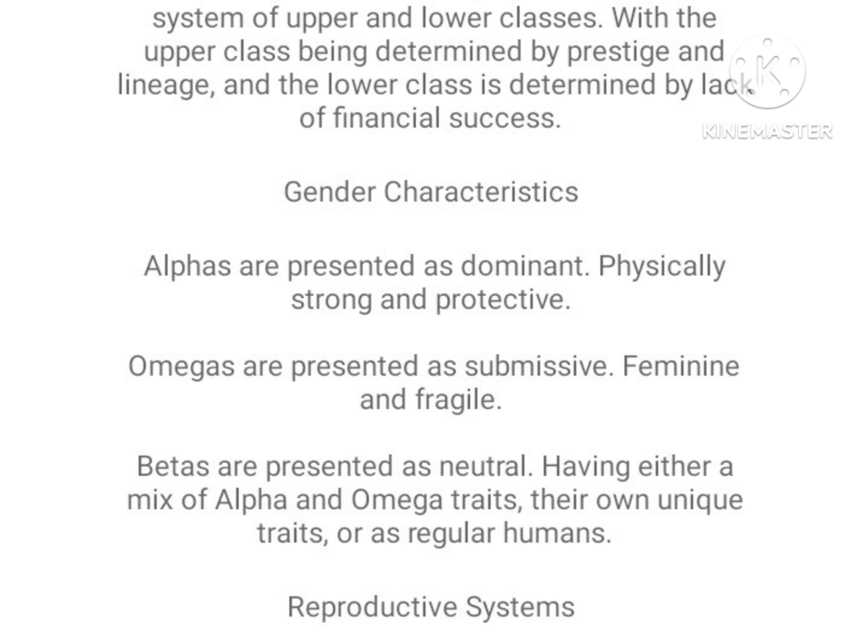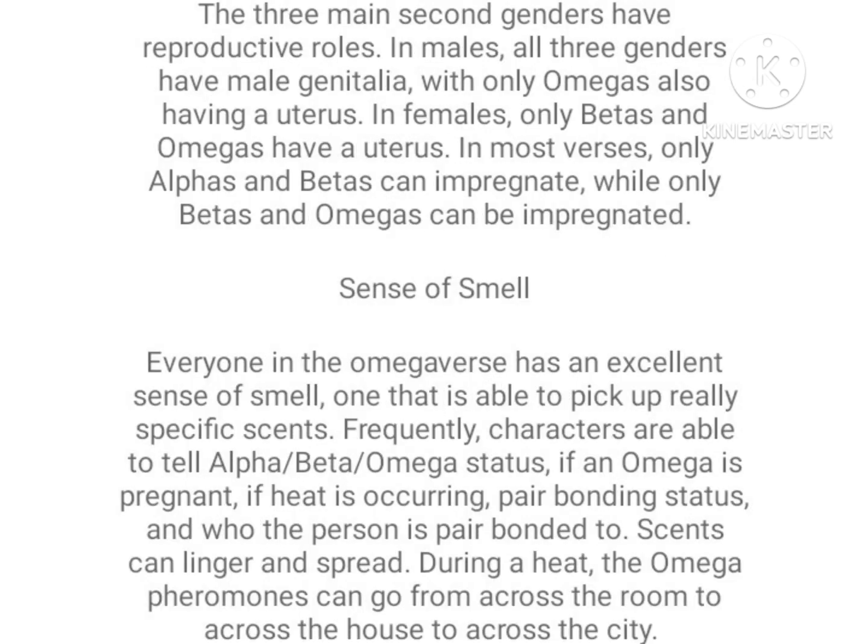Gender characteristics. Alphas are presented as dominant, physically strong and protective. Omegas are presented as submissive, feminine and fragile. Betas are presented as neutral, having either a mix of alpha and omega traits, their own unique traits, or as regular humans. Reproductive systems. The three main second genders have reproductive roles.